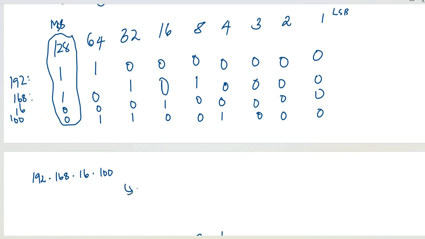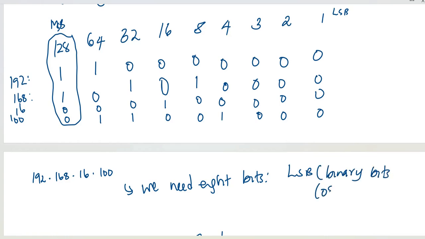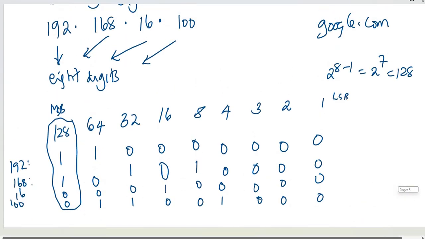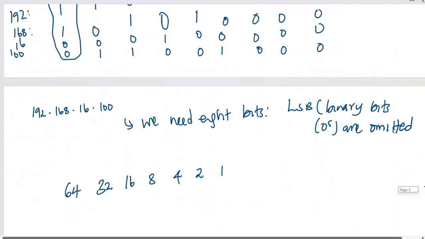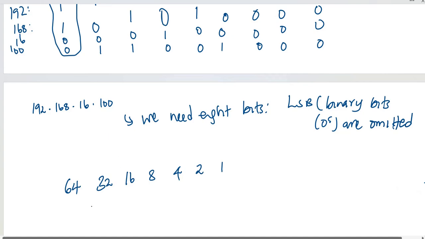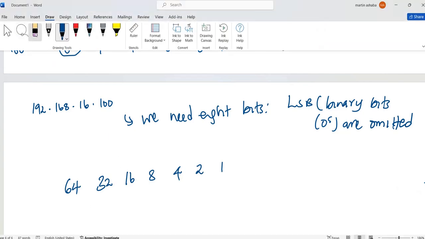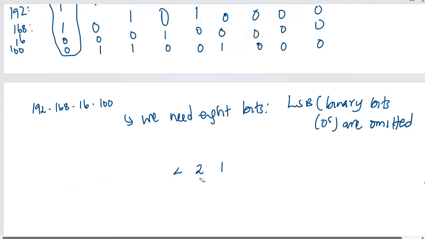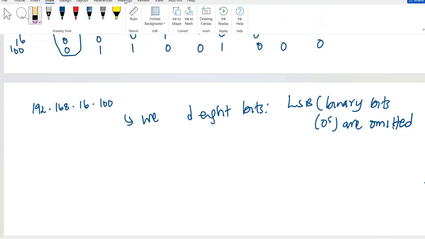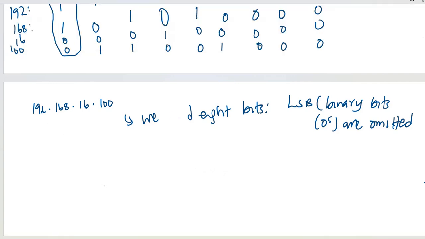So since we need 8 bits, the least significant binary bits, the zeros are omitted. So what does it mean? Our IP address of 192.168.16.100 will be, we said it is going to be, let me just write it finally. Let me rub this and write how our IP address would look like.